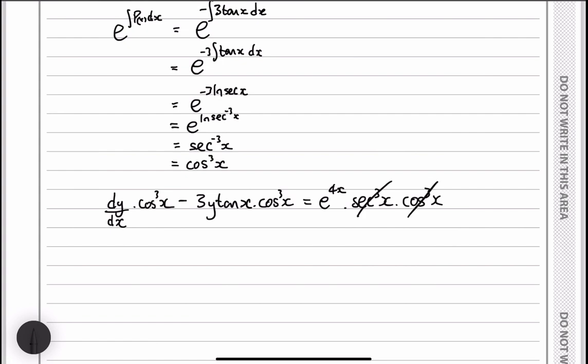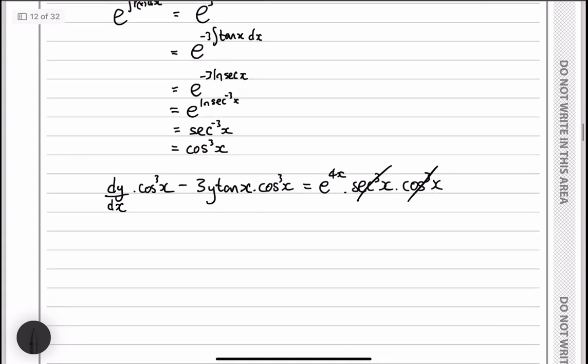And the whole point of doing that is because the left-hand side we can now say is the derivative of y times that integrating factor. So cos cubed x times y is equal to the integral of e to the 4x dx. Now on the surface of it that might look a little bit strange, because how do you get a tan x by differentiating a cos?